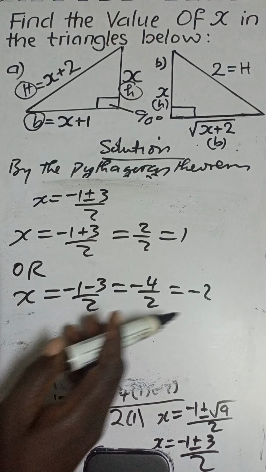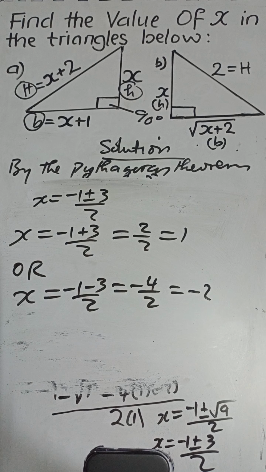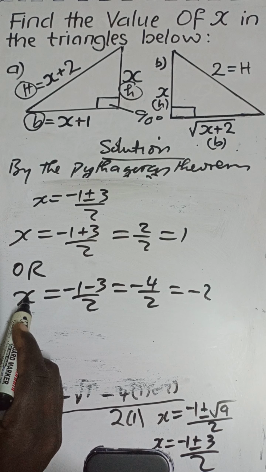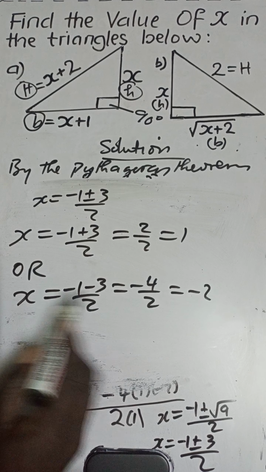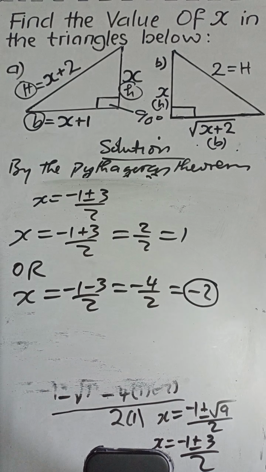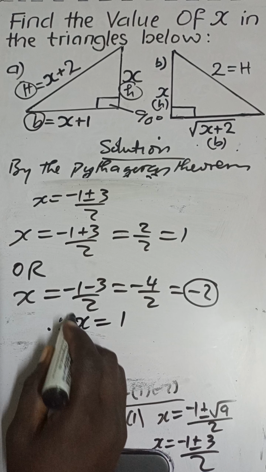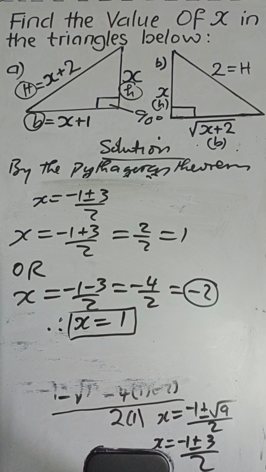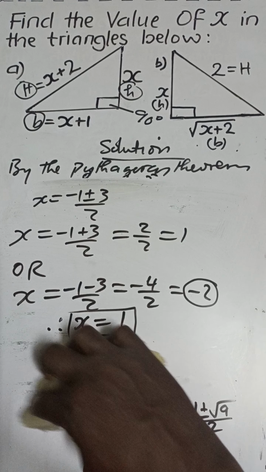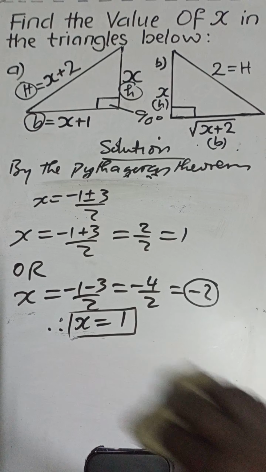Again, just like in question A, the length between 2 points cannot have a negative value. And so the value x equals negative 2 is discarded. Conclusion, our answer is x equals 1. All right. We can also check that. We can also check to be sure that this is true.